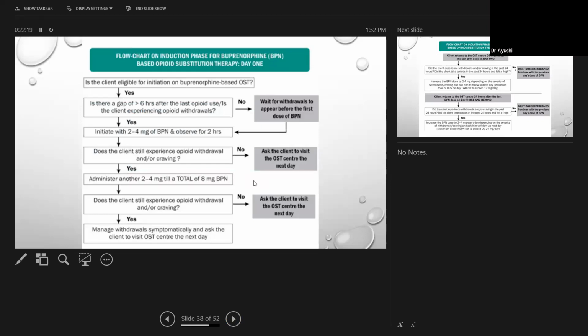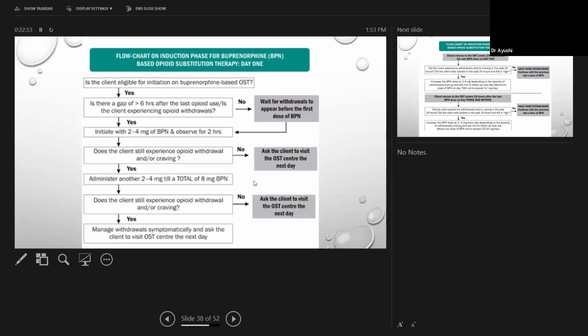So this is the flow chart of the induction phase. When a patient comes on day 1, we have to first see whether the patient is eligible for initiation on buprenorphine therapy or not. If yes, then is there a gap of more than 6 hours from the last opioid use, or is the patient experiencing any opioid withdrawal? If no, then we have to wait for the withdrawals to appear before the first dose of buprenorphine is given. And if there is a gap of more than 6 hours, or he is experiencing any withdrawal symptoms, we can initiate with 2 to 4 milligram of buprenorphine, and observe for 2 hours.